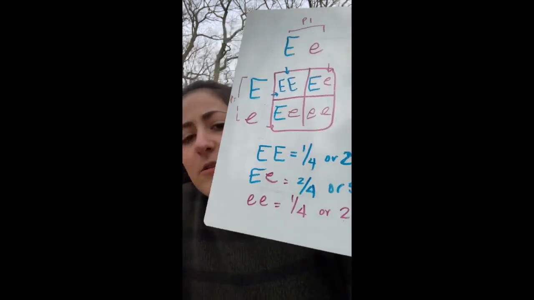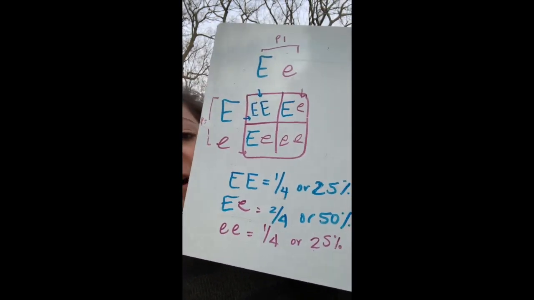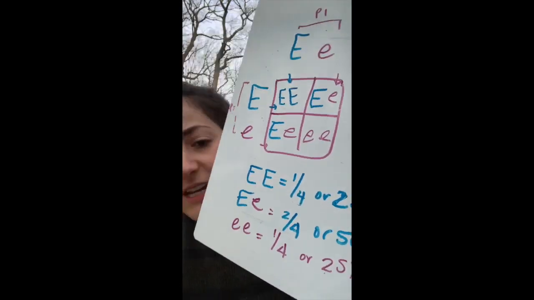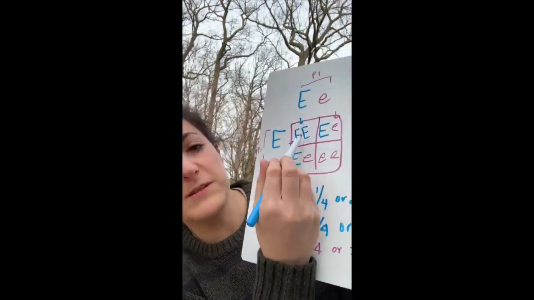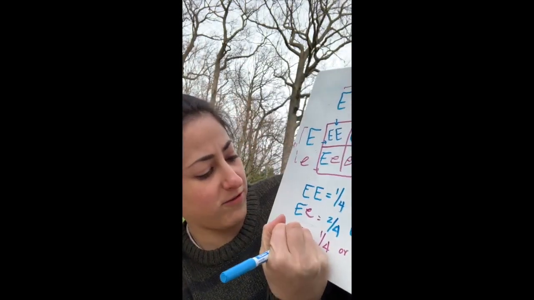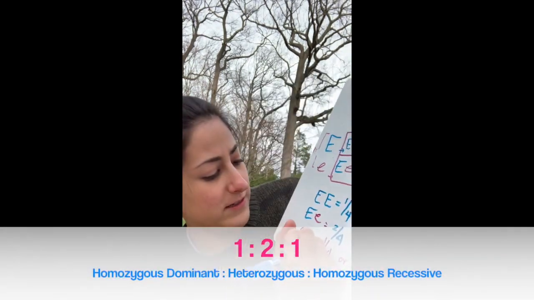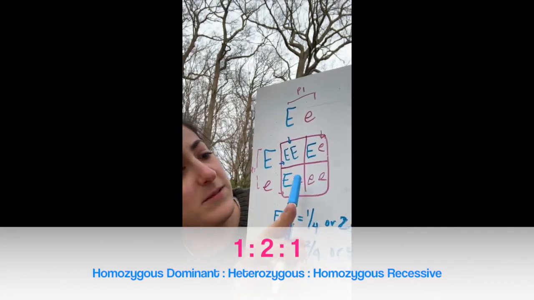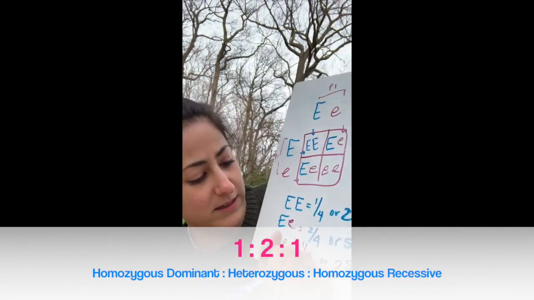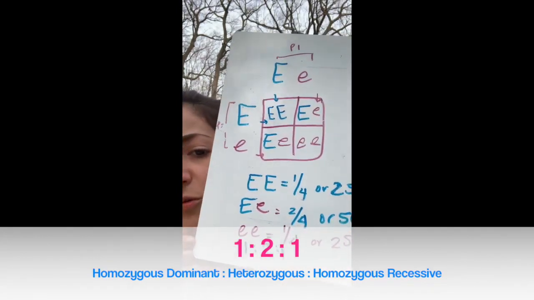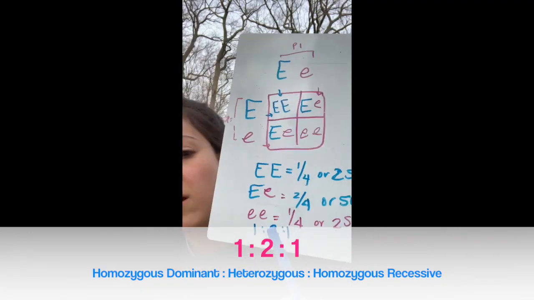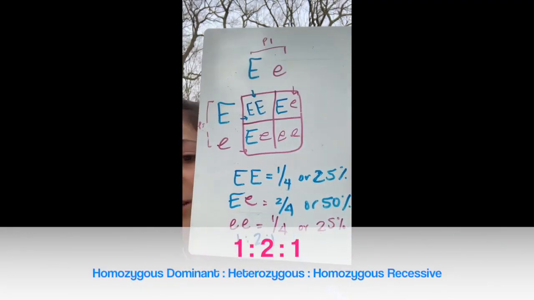But sometimes you're going to get a question that asks for the ratio of heterozygous to homozygous. So if I did homozygous dominant is 1 of the 4 boxes, heterozygous is 2 of the 4 boxes, and homozygous recessive is 1 of the boxes, I end up with a 1 to 2 to 1 ratio. Some of your questions are going to ask you about that, so that's why I'm putting that there.